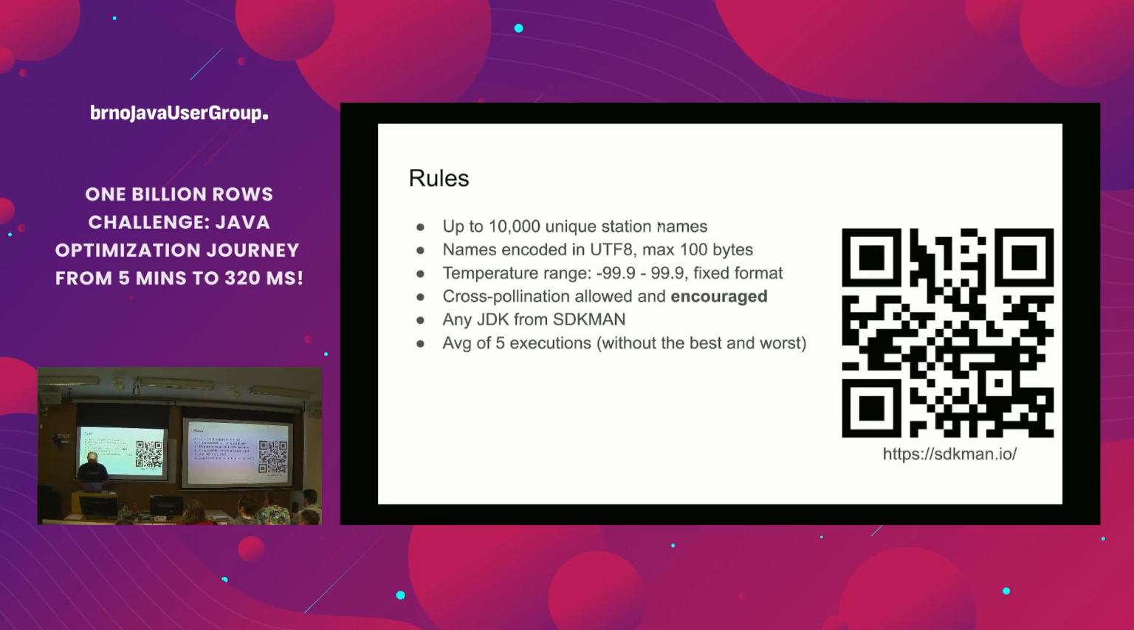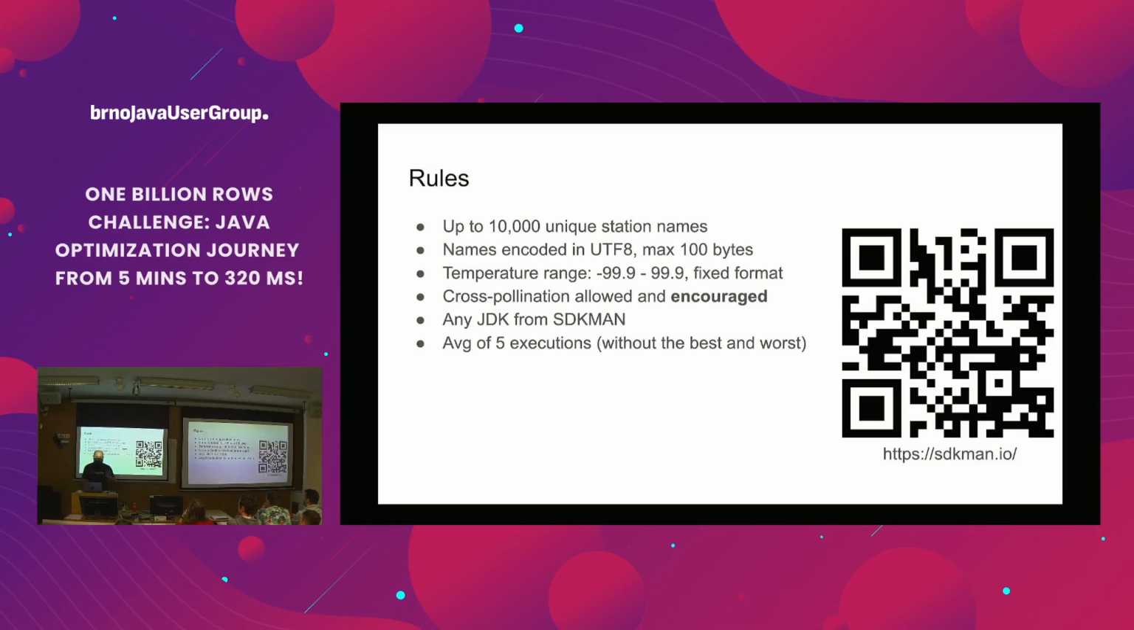Another rule, the city names are encoded in the text file in UTF-8, and your program has to be able to cope with a station name of up to 100 bytes. So not 100 characters, 100 bytes when encoded in UTF-8. It means if it's all ASCII, then one character is 1 byte, but it must be able to work with non-ASCII characters. It can be, I don't know, Arabic, which is multi-byte in UTF-8, and you have to be able to cope with that.